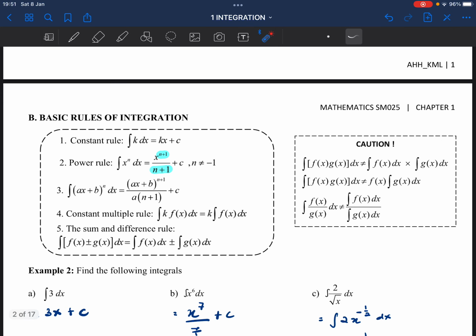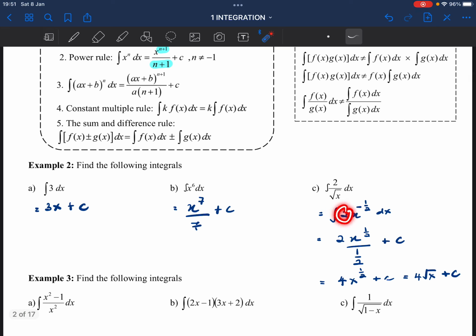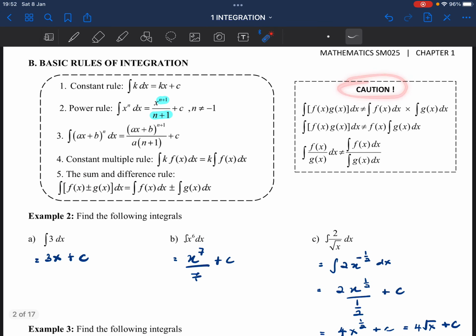Okay, so as you can see from this rule here, 4 and 5, the constant multiple rules. If you have a constant here, you can take out the constant. Let's see here, 2, you can easily take out 2 and leave it alone. And if you have the sum and difference rule, you can separate this and integrate one by one. But look at this, caution here. If it is multiplication, we cannot separate. We cannot integrate one by one, wrong. Same with division, we cannot integrate one by one. There are methods, that's why there are techniques of integration, which we are going to learn later.